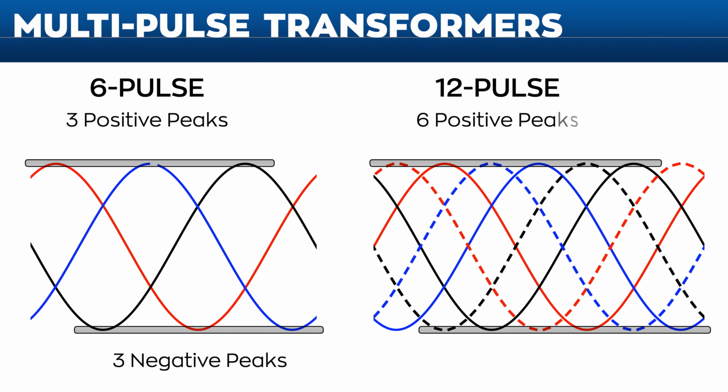Multi-pulse transformers provide multiple phase-shifted three-phase outputs. Here is an example of a 12-pulse transformer's output voltages compared to a standard three-phase supply. As you can see, 2 sets of three-phase voltages are provided in the same period of time, essentially creating a 6-phase power supply. Instead of being 120 electrical degrees apart, the phases are separated by only 60 degrees.